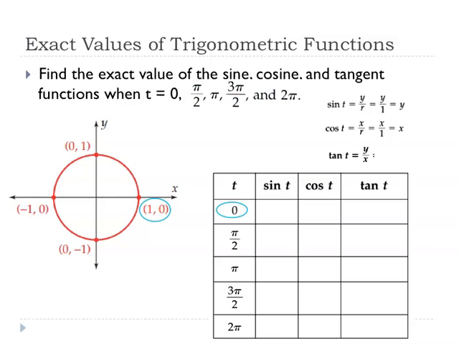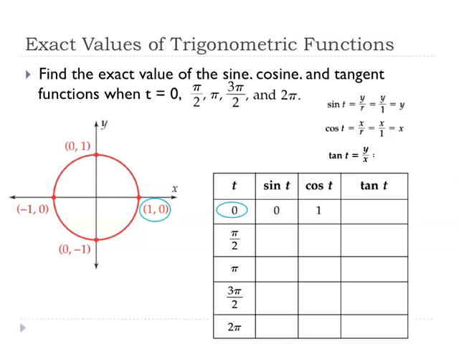Okay, so at this point here, if I'm trying to find sine of t, that's equal to y. What is the y coordinate here? The y coordinate here is 0. So sine of 0 is equal to 0. Cosine of t is equal to x. So you ask yourself, what's the x coordinate here? The x coordinate here is 1. So cosine of 0 is equal to 1.